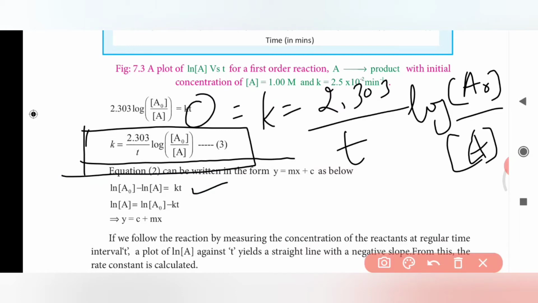If you bring minus ln[A] to the left hand side, we get ln[A] = ln[A]₀ − kt. That is in the form of y = c + mx, where c is ln[A]₀ and mx is −kt.